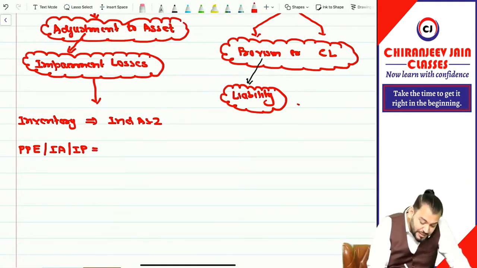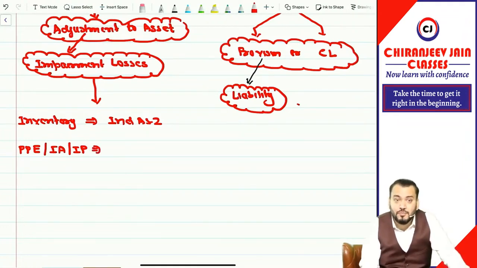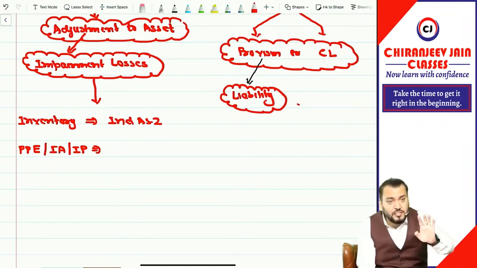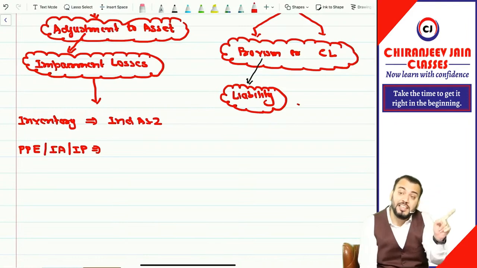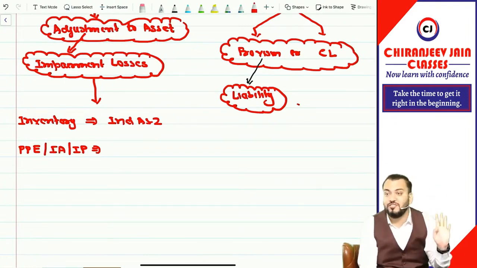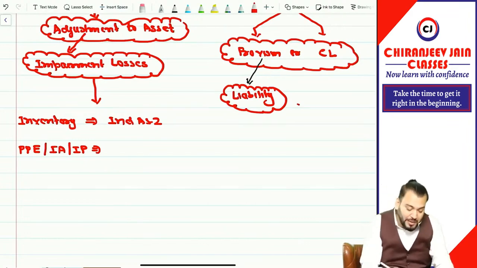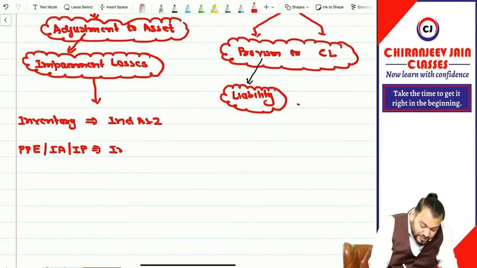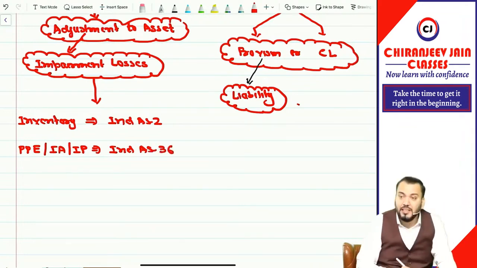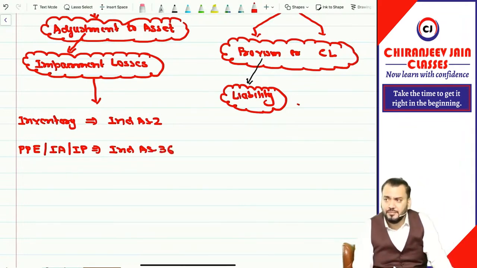Can you say there may be some decline in the value of such asset also? Decline in the value of such asset is also known as impairment loss, and that impairment loss was covered under AS 28, which was not a part of your syllabus in CA Inter, and therefore you don't know about AS 28. But now it will be covered under Ind AS 36. Have you understood?